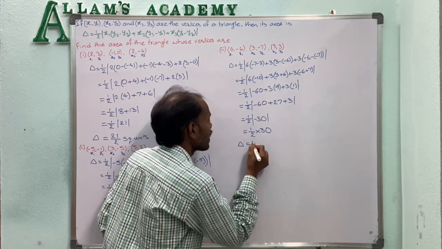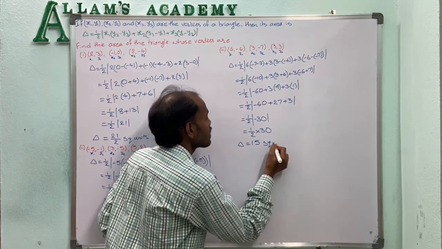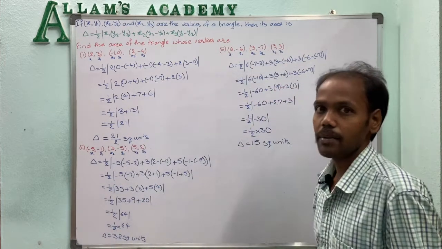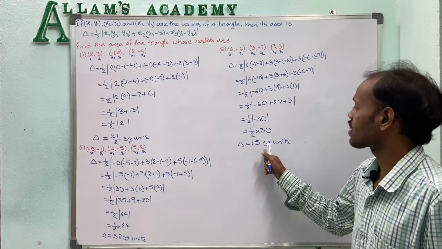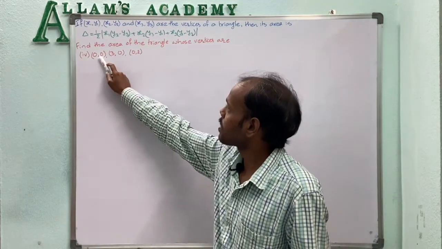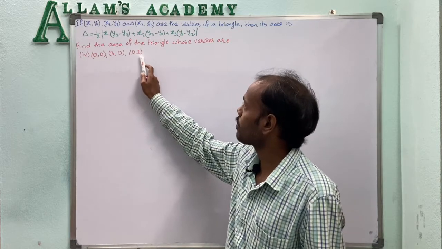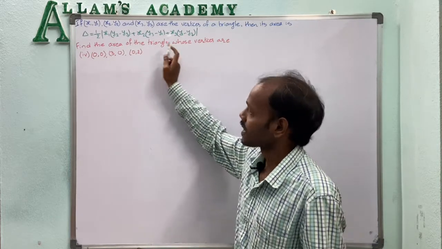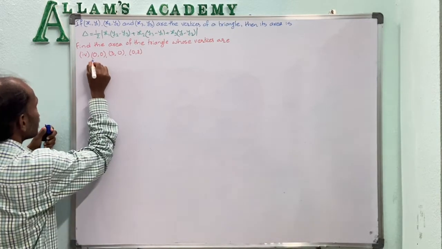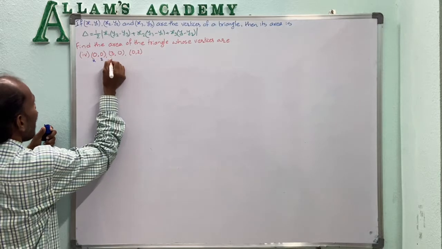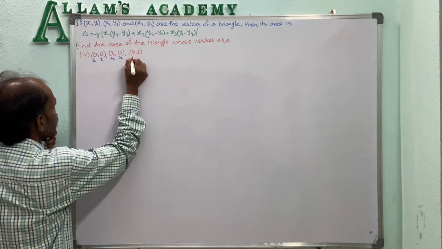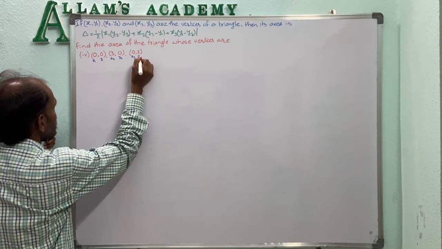So the area of the triangle with the vertices (6, -6), (3, -7) and (3, 3) is 15 square units. Now, the next problem: (0, 0), (3, 0) and (0, 2) are the vertices of the triangle, then find its area. So here the coordinate (0, 0) we take as x1, y1, and (3, 0) as x2, y2, and (0, 2) as the x3, y3 point.